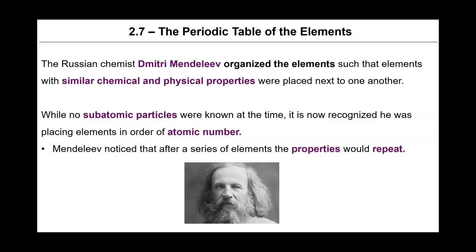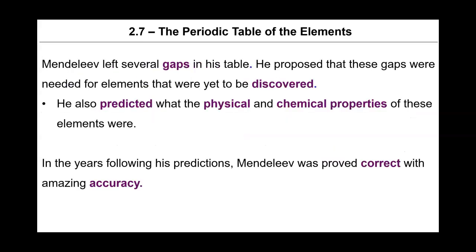So he had a whole bunch of cards and he had all of the properties of the elements written on them, and he just organized these on his desk so that the ones that were most similar were placed near one another. He didn't know anything about subatomic particles at this time, but what he was actually doing was placing the elements in order of increasing atomic number. One of the interesting things that Mendeleev noticed was that after a series of elements, the properties would repeat.